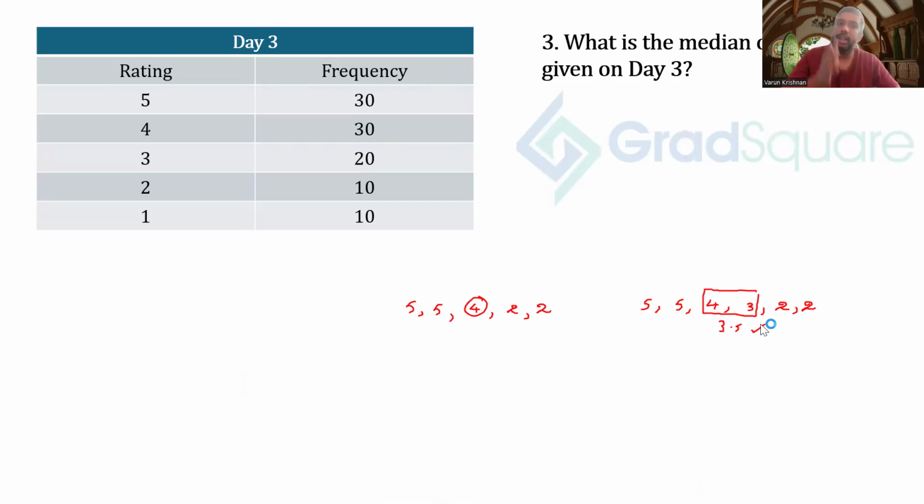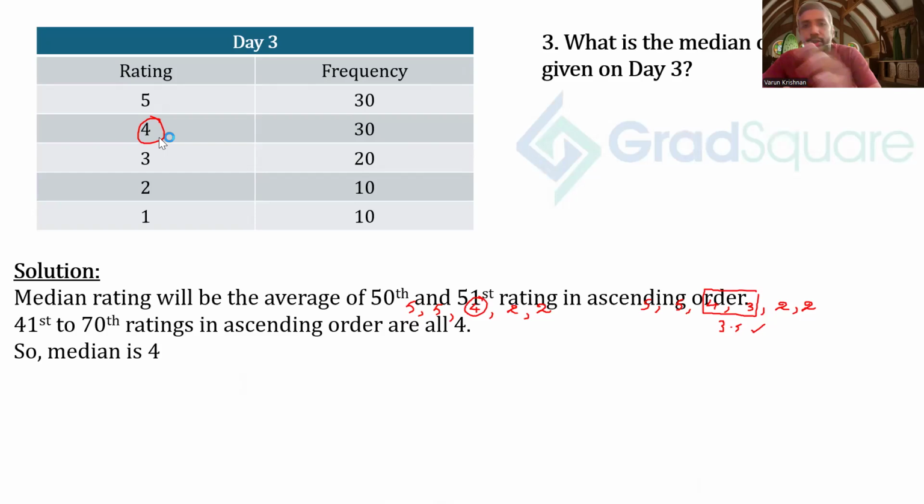And after that, the next 30, which means from 31 to 60, will be 4, 4, 4, 4, 4. So the 50th term and the 51st term both will be 4. So the average of two 4s will be 4, and that is the correct answer to question number 3. That's it. The answer is 4.